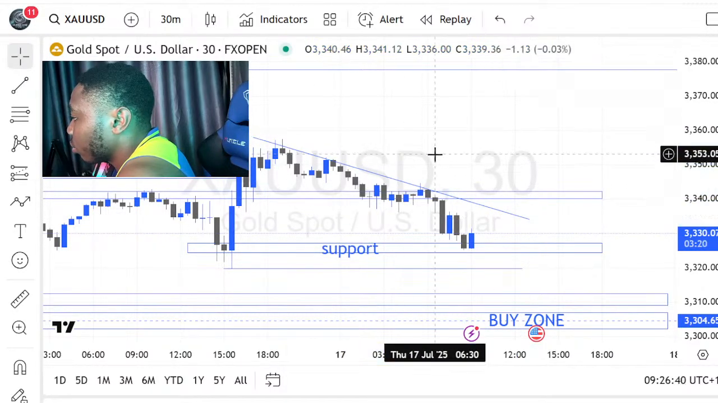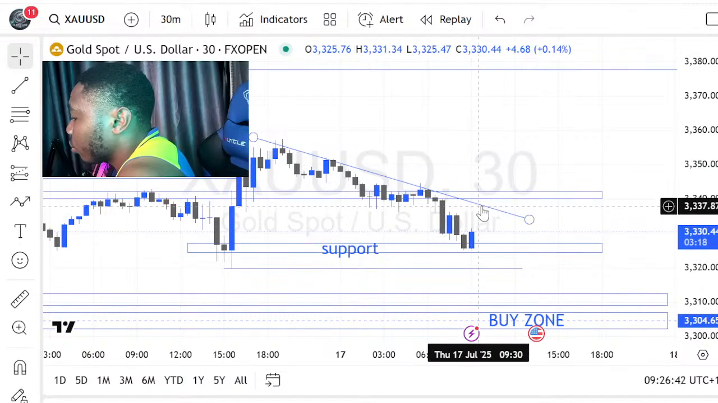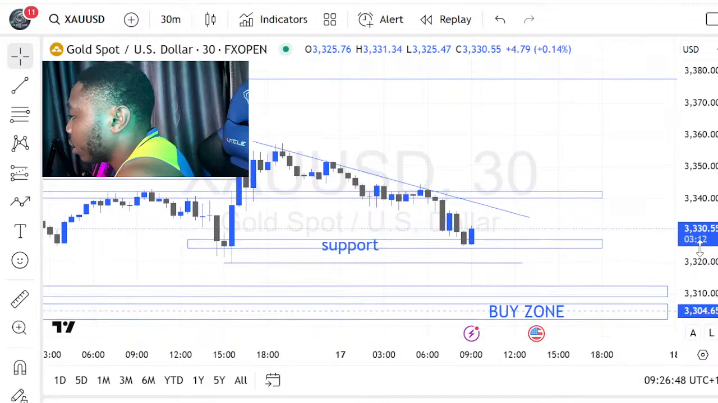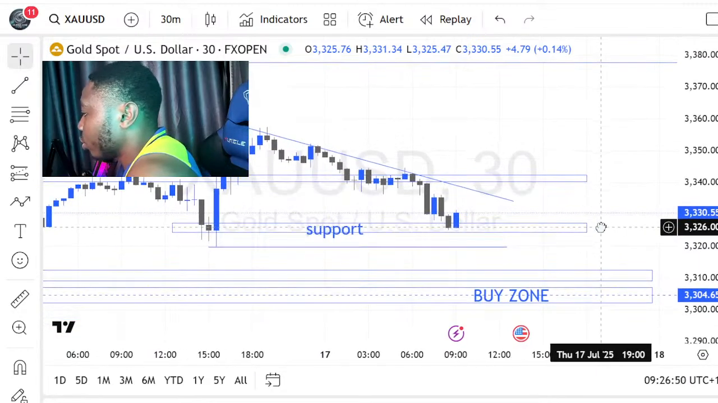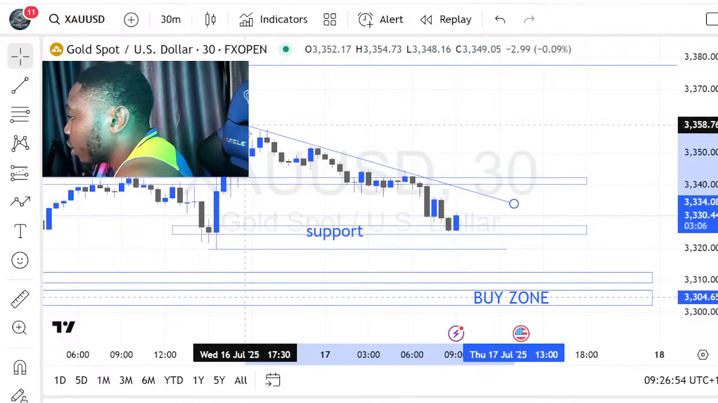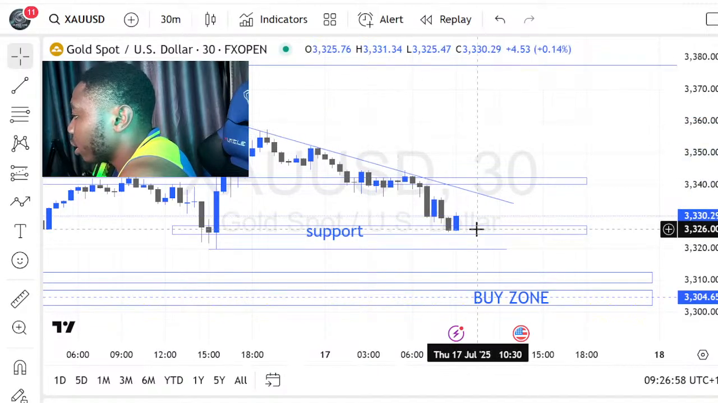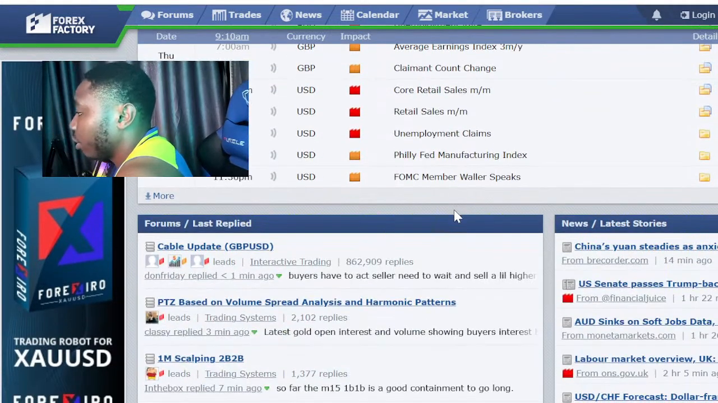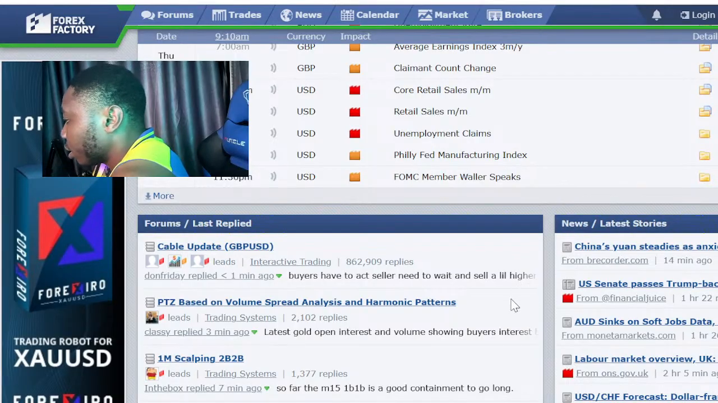It has been following that. So if it's going to come back here and react here, then I should expect gold to still come back down to this buy zone and give us what we want. But it's going to take a while to do that because we still have news. Just like I said, we have data to be released, and let's check other news.